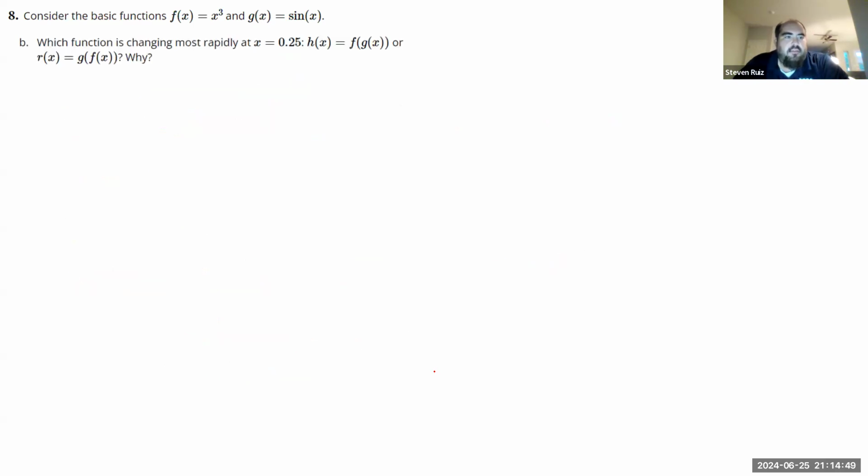Moving on to part B. Which function is changing most rapidly at 0.25? So h, the way we just defined it, or r. If we're talking about the change of a function, then that information is going to come directly from the derivative. So I'm not going to bother differentiating h prime of x again. We just did that. So let's remind ourselves: 3 sine squared of x times cosine of x.